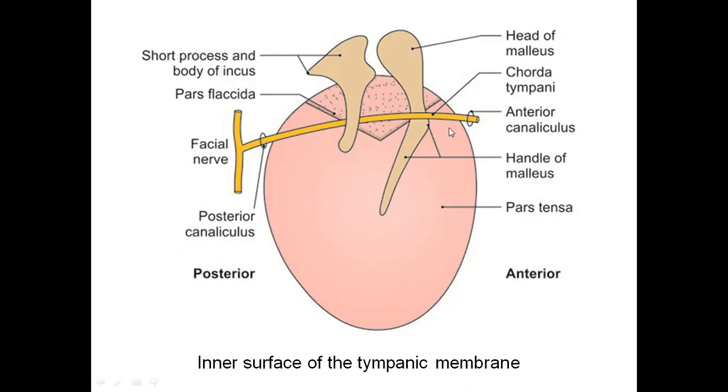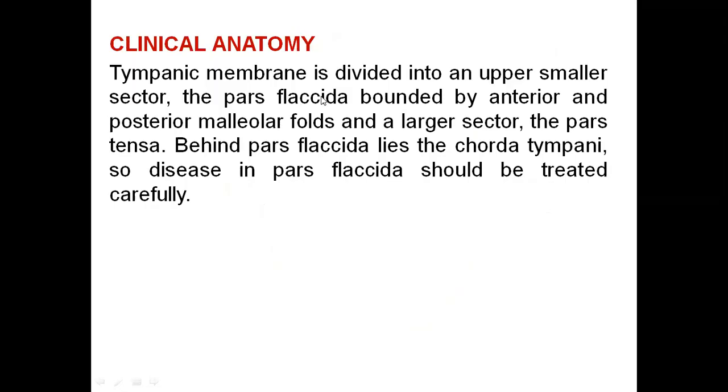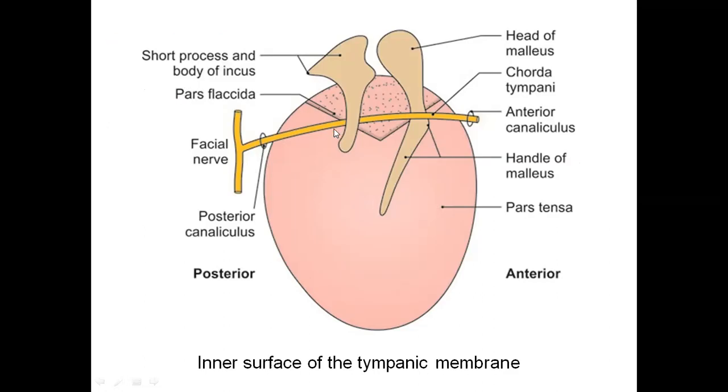So the handle of malleus and then part of incus are related to the chorda tympani nerve, which is a branch of which nerve? Facial nerve. So the tympanic membrane is divided into an upper smaller sector, the pars flaccida, bounded by anterior and posterior malleolar folds, and a larger sector, the pars tensa. Behind pars flaccida lies chorda tympani. So disease in pars flaccida should be treated carefully because it is in close relationship with chorda tympani. If there is any infection in pars flaccida, you are finding chorda tympani is running very close.